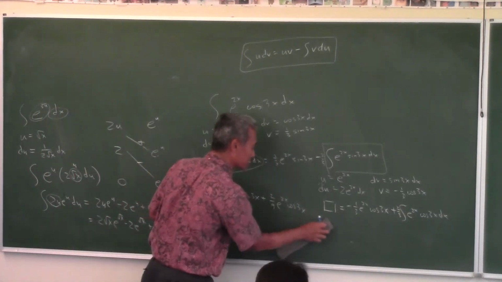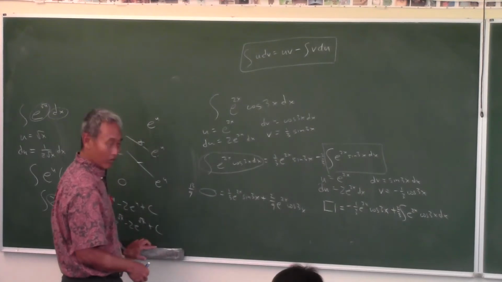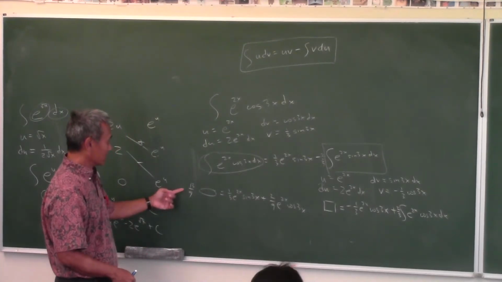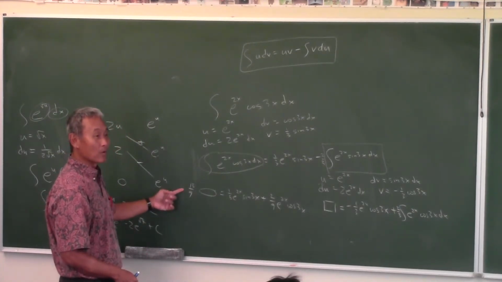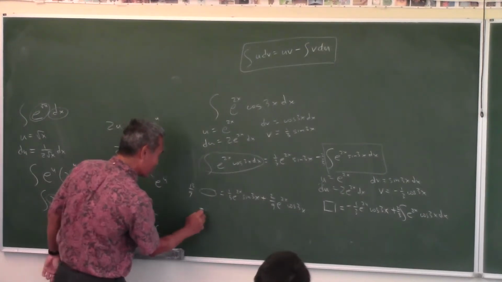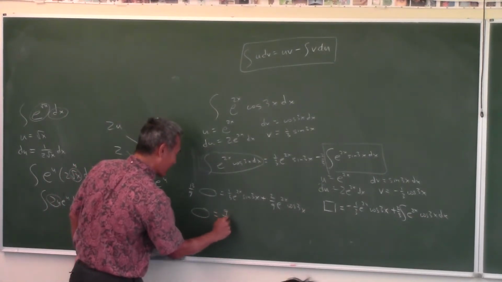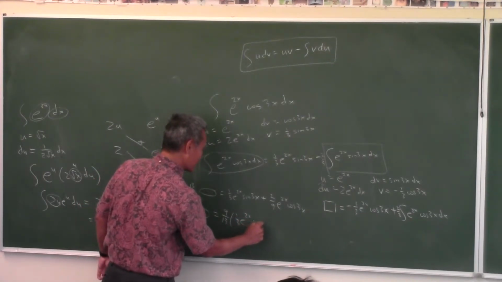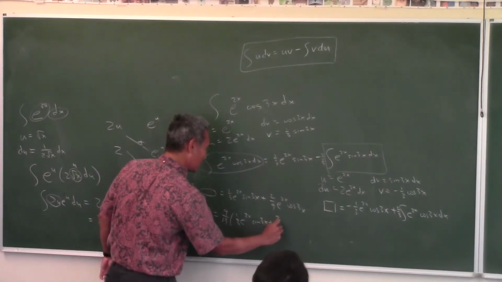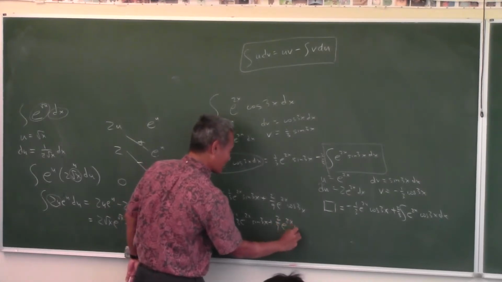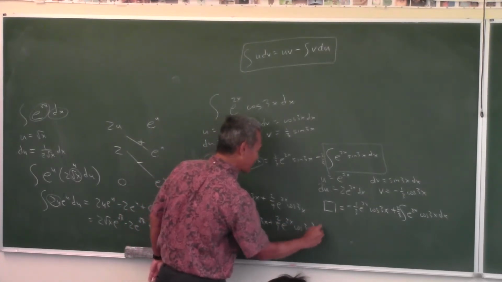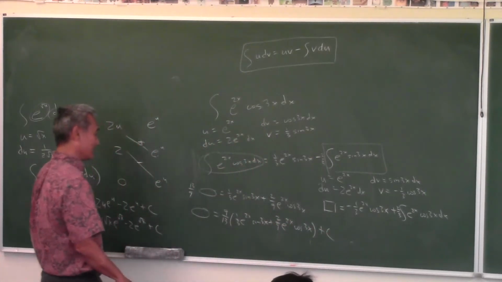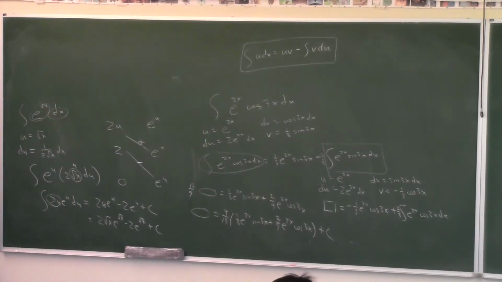I'm going to erase this. And then how do you solve for the oval? Multiply both sides by 9/13. So oval is equal to 9/13 times (1/13 e to the 2x sine 3x plus 2/9 e to the 2x cosine 3x). And please don't forget to put the plus c. That's solving for the unknown integral.